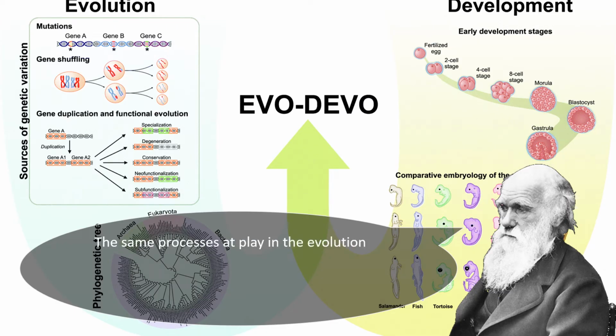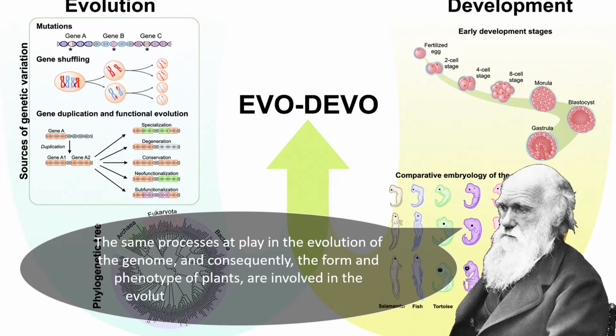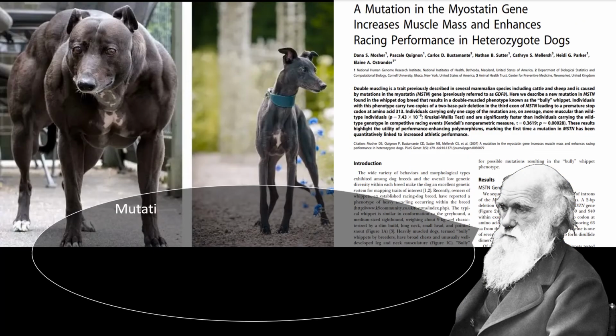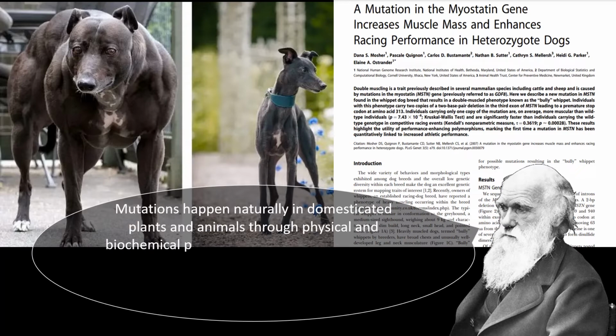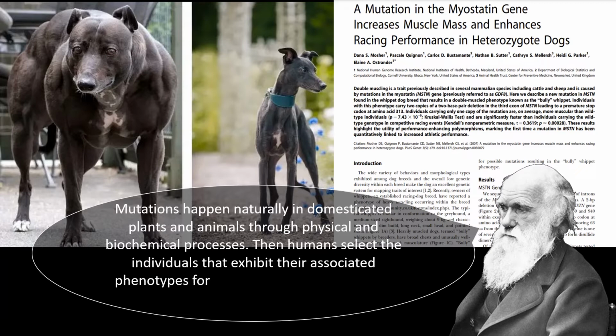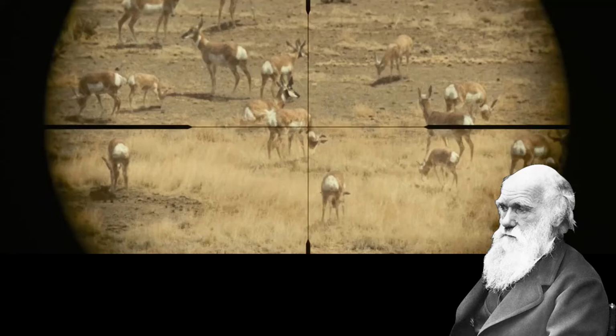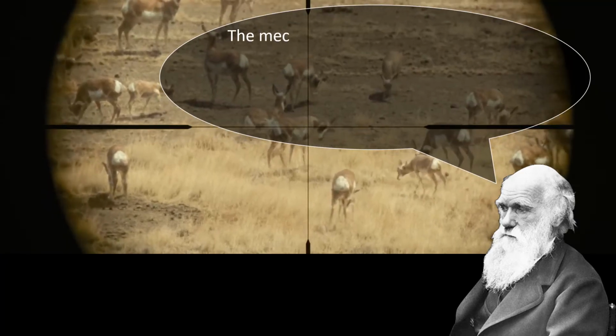The same processes at play in the evolution of the genome, and consequently, the form and phenotype of plants, are involved in the evolution of all organisms' diversity. Mutations happen naturally in domesticated plants and animals through physical and biochemical processes. Then humans select the individuals that exhibit their associated phenotypes for breeding and propagation as variants in the gene pool. The mechanism is no different in nature.